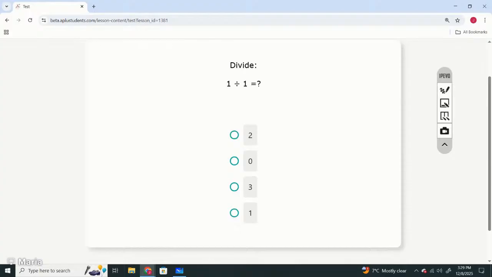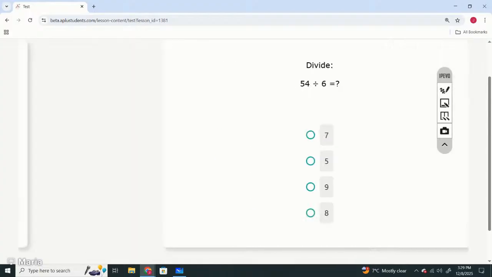One divided by one is 1. Option number 4 is the correct option.